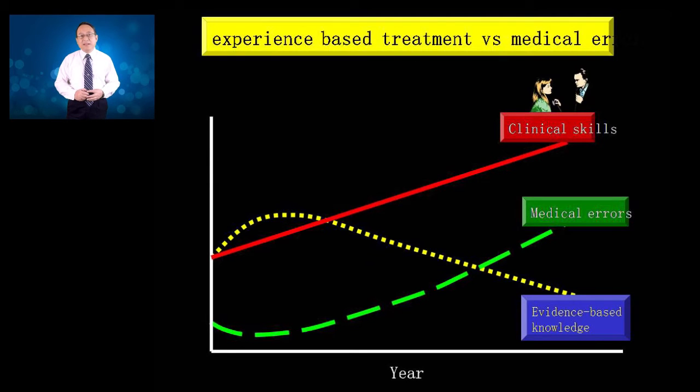What does that mean? Some clinicians may do clinical practice which was all right or okay in the past, but then new evidence shows that this practice is no longer recommended. That is why medical error happens.